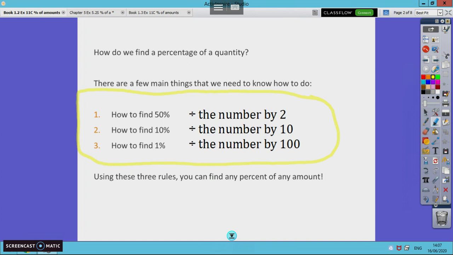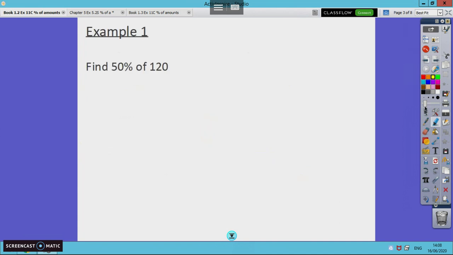We did a little bit of practicing dividing by 10, dividing by 100 and everything, so you should all be confident with that. Make sure you've got those down. It says using these 3 rules, you can find any percentage of any amount, and that's so true. They're the 3 main percentages that we need. So here's your first example. Copy this into your books, please.